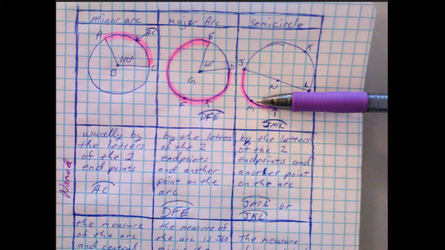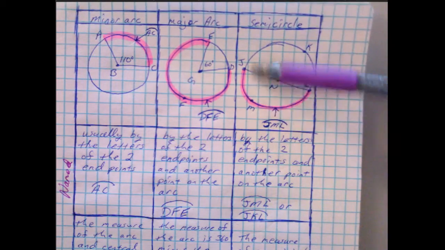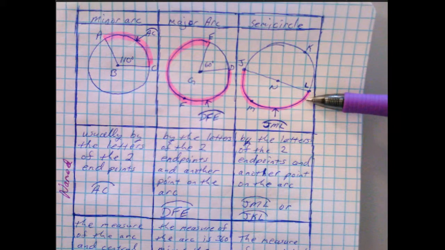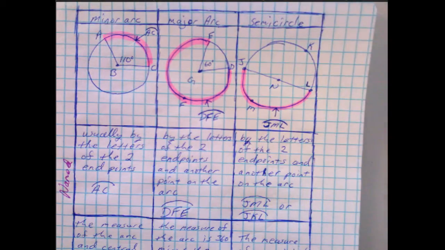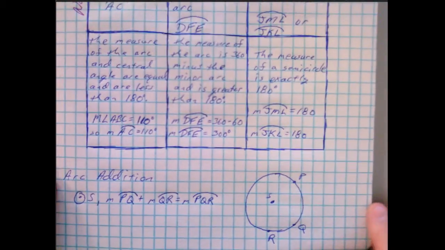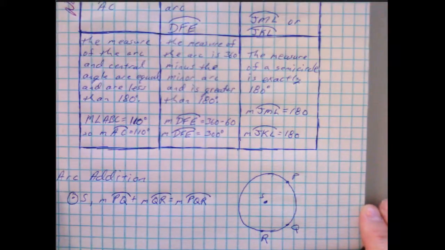So we're going to be using, again, the 2 endpoints as well as one other point along that arc. So JML is one of them. We also have JKL. You could have also gone the other way. And those are going to be exactly 180. Okay, it's half of the circle. It's 180 degrees.